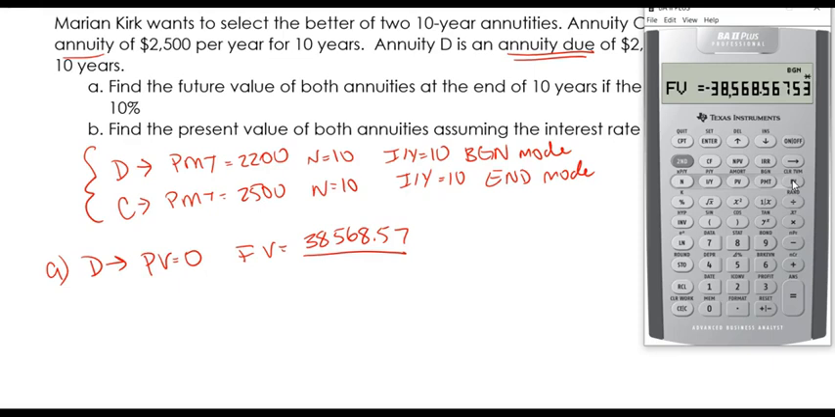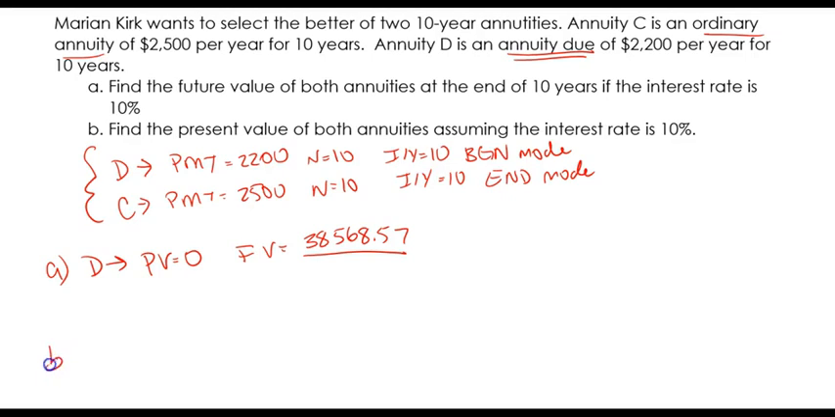Now I'm going to go ahead and do part B for annuity D, that annuity due, because I already have the information put into my calculator. So here, to calculate the present value, I'm just going to put a 0 in for the future value and compute the present value. And I get $14,869.85. So let me write that down. So the future value is 0. And for the present value, I got $14,869.85.